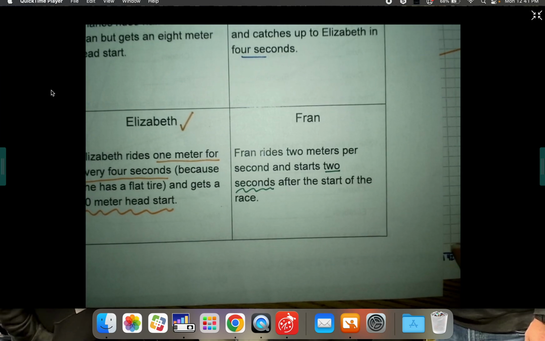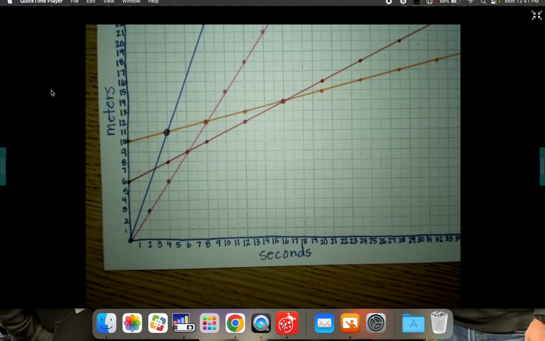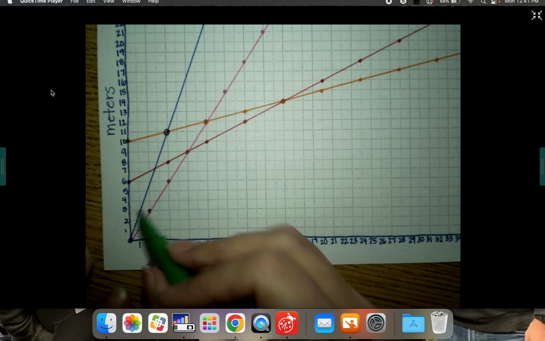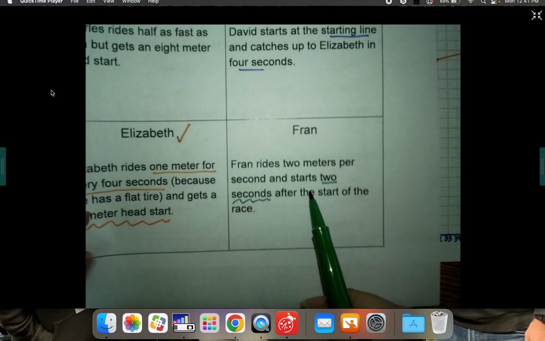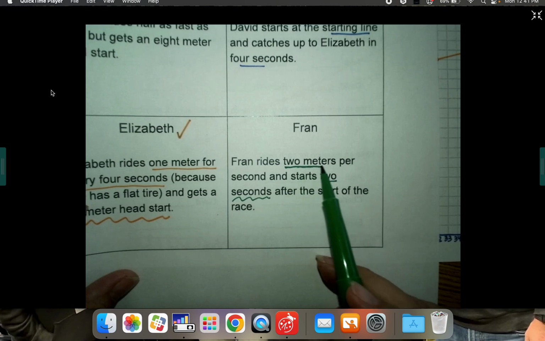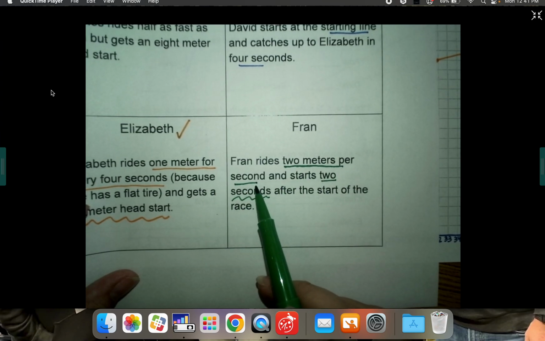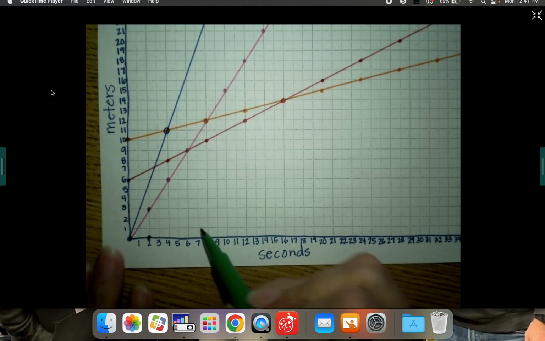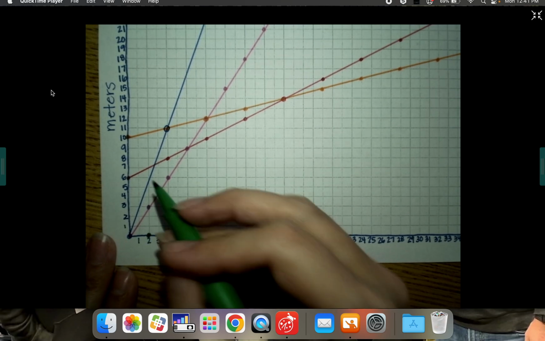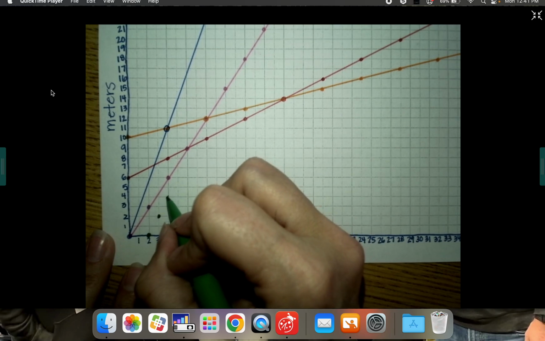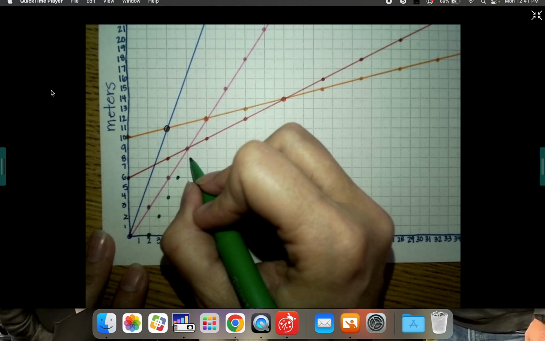So the race starts 1001, 1002, and then Fran starts. So where would Fran's first dot be? At 2 on the seconds. Very good. So we're actually going to put Fran's first dot down here at 2 on the seconds. And then let's read what the rate is again. 2 meters per second. So Fran is going to go up 2 meters per 1 second. So 2 over 1, up 2 over 1, up 2 over 1, all the way.